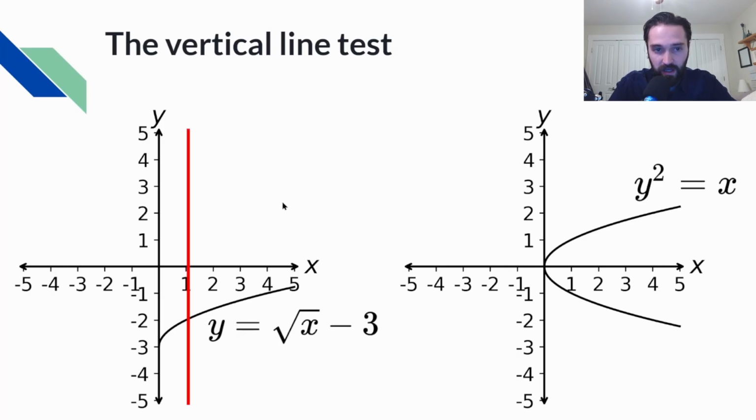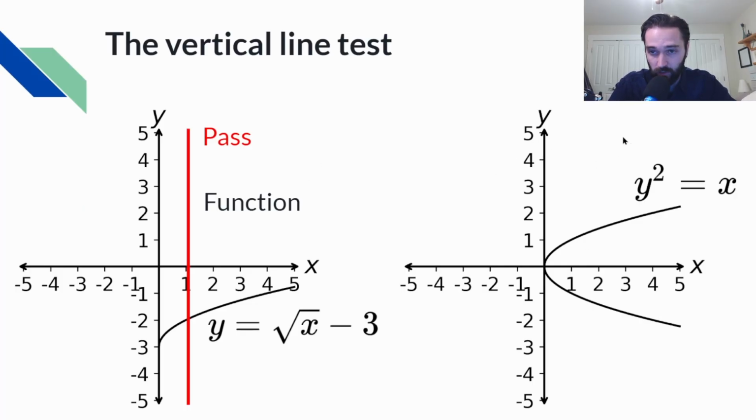Here we can see that whatever vertical line we draw, any line that we draw, it's just going to intersect the graph once. So this passes the vertical line test, so it is a function.